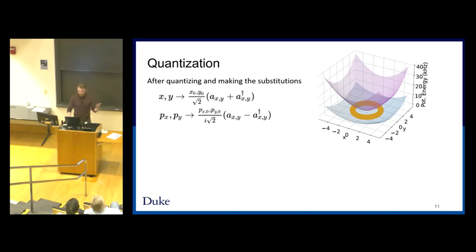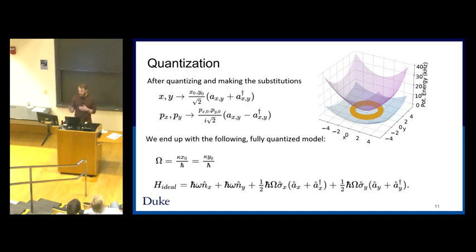But after we quantize with the typical ladder operator substitutions, we end up with the fully quantized model, which is often called the Jahn-Teller model. So it looks something like this. And those familiar with trapped ions can see that this could be pretty easy to replicate.